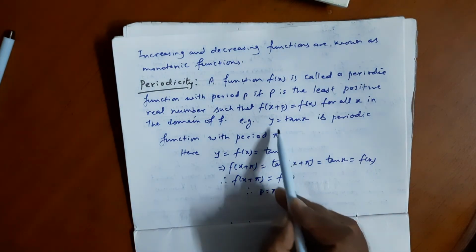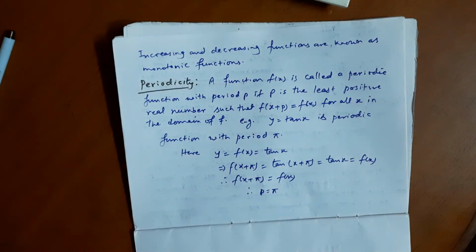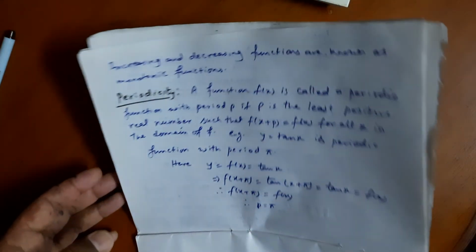Hence the function y equals f(x) equals tan x is a periodic function with period pi. Okay, in this way we can test whether a function is periodic or not. Now the next concept is the asymptote.